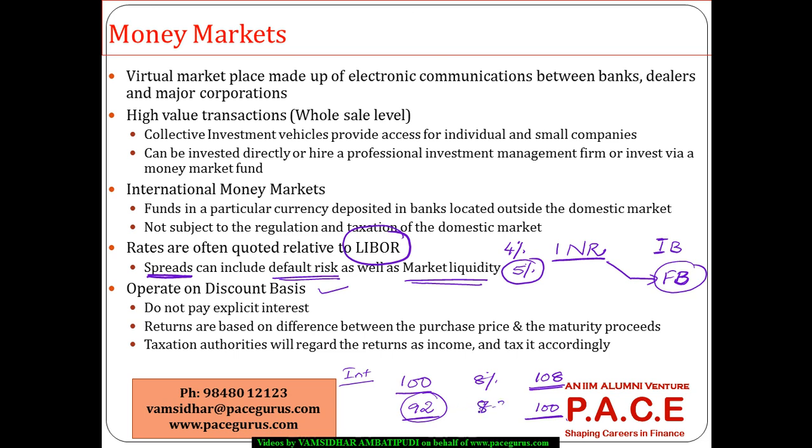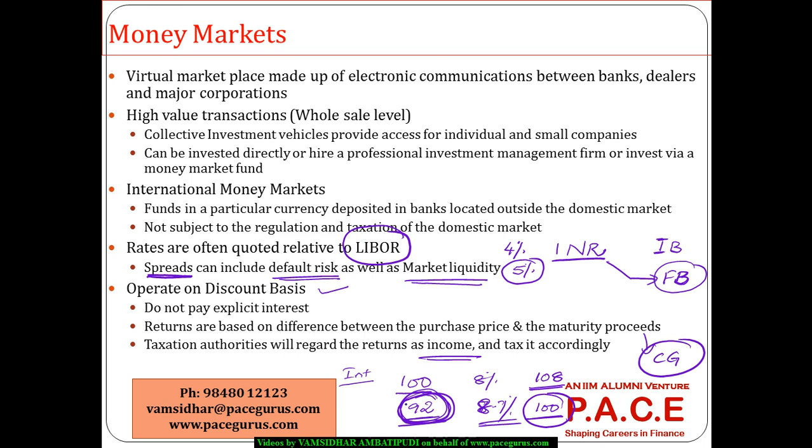So it could be some kind of a percentage. If something is assured to pay 100, but the current price of it is 92, whatever interest comes out of that is an implicit interest. Which means the return earned would be determined based on the purchase price. So the returns are based on the difference between the purchase price and the maturity proceeds. Actually, it should be treated as a capital gain, but from the taxing perspective, the tax authorities look at it as interest income only.